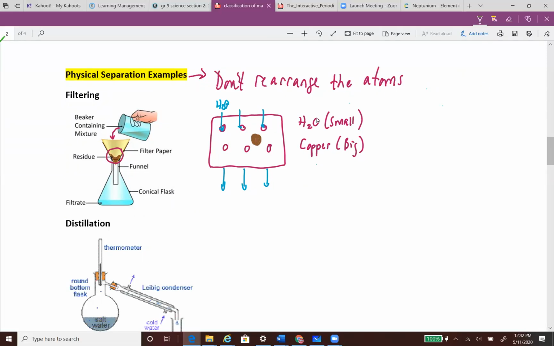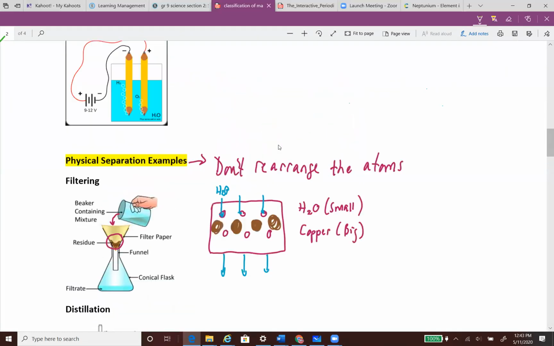Maybe the copper particles are like flakes of copper or something, and it's really, really big, and it can't fit through the hole, so it would actually get stuck as a residue. Now, we're not rearranging the atoms. You're not taking apart the water molecules. You're not taking apart the copper atoms. You're just physically separating them.